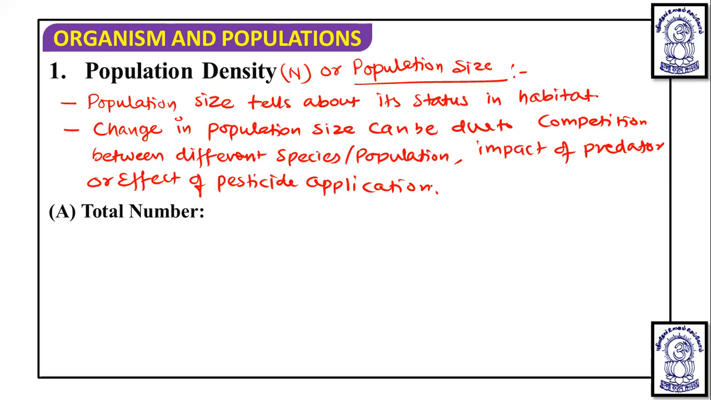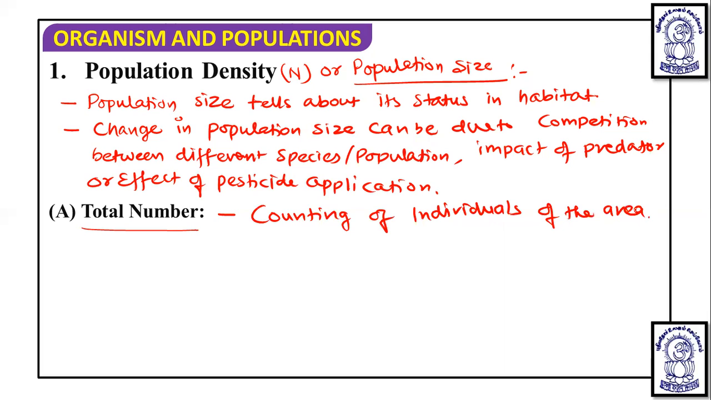Now population size of a given area or space is known by several ways. There are several ways to measure the population density or population size, and first is the total number. So it is known by counting of individuals of the space. Counting of individuals of a population of the area.